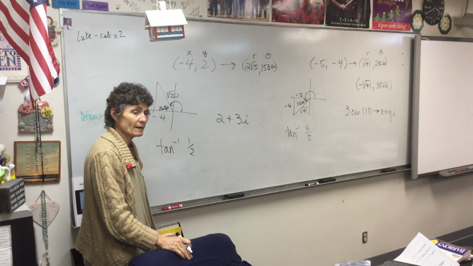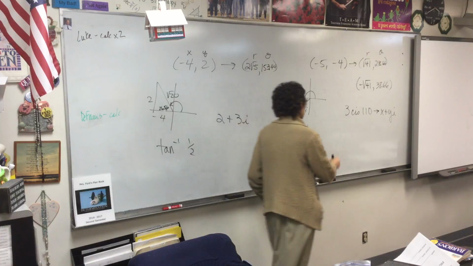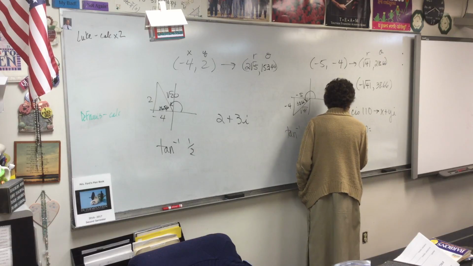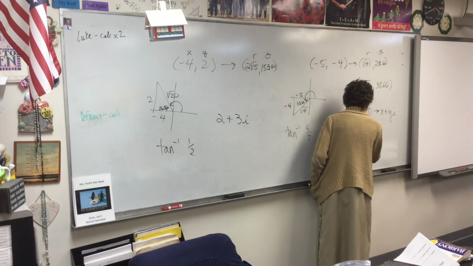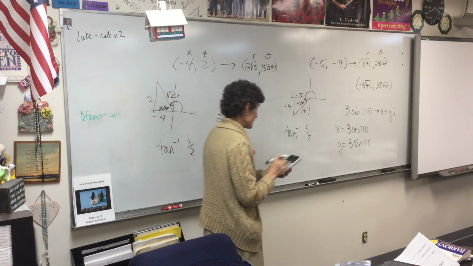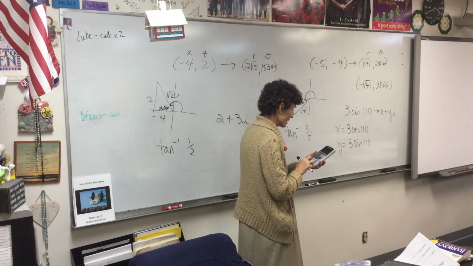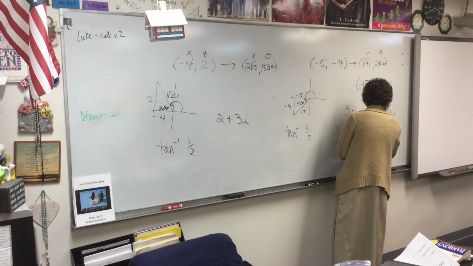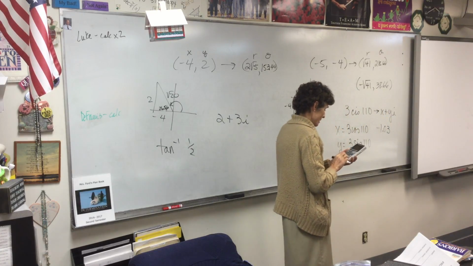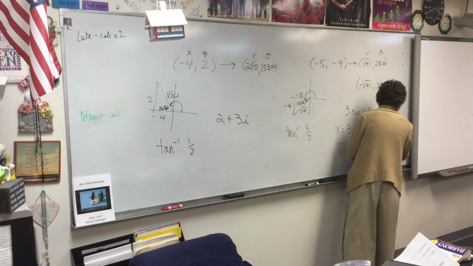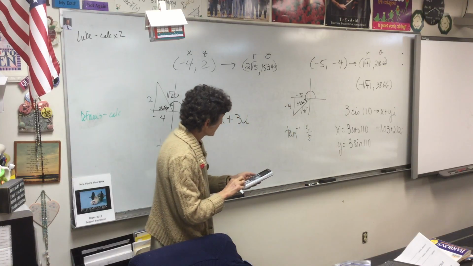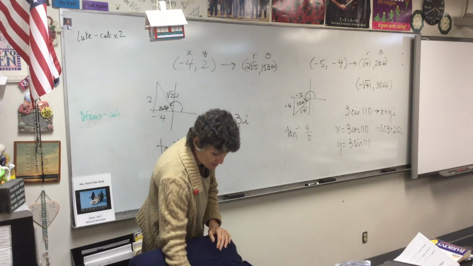So how do I find x and y? r is 3. x equals 3 cosine 110 and y equals 3 sine 110. I have no choice. I have to use a calculator because 110 is not special. So 3 cosine 110, I got negative 1.03, and 3 sine 110, 2.82. So my number is negative 1.03 plus 2.82i.